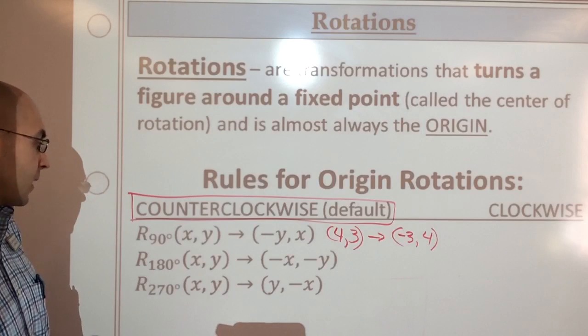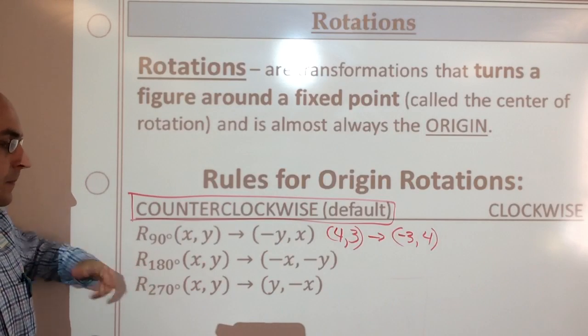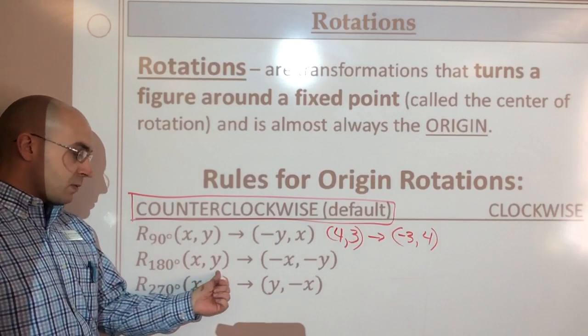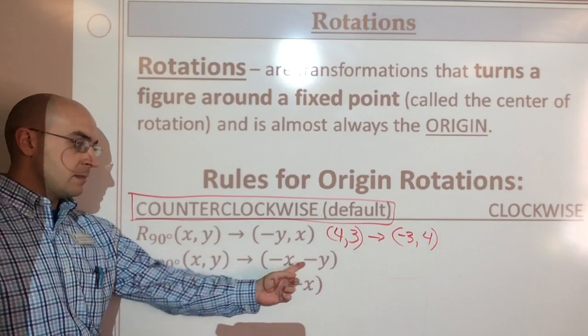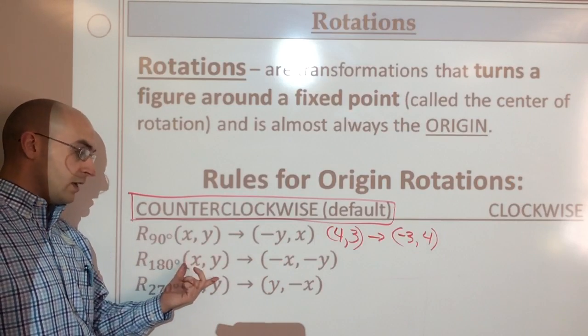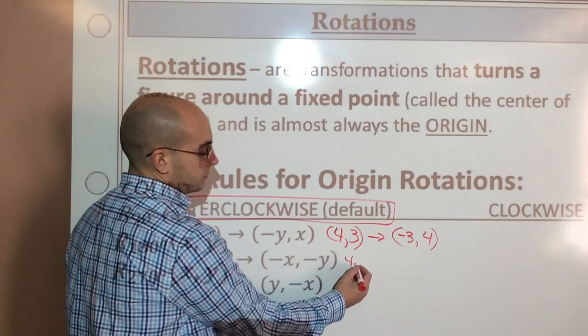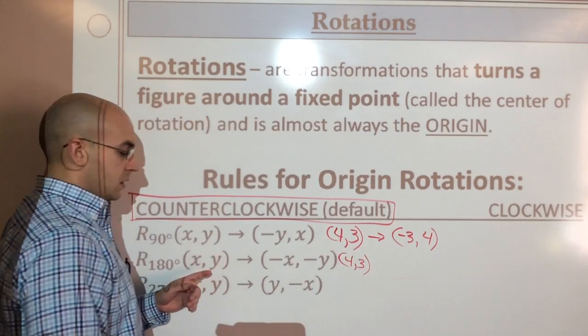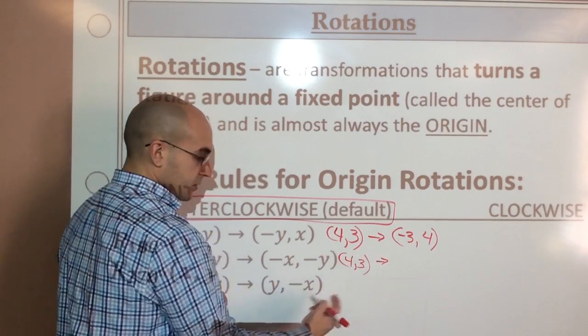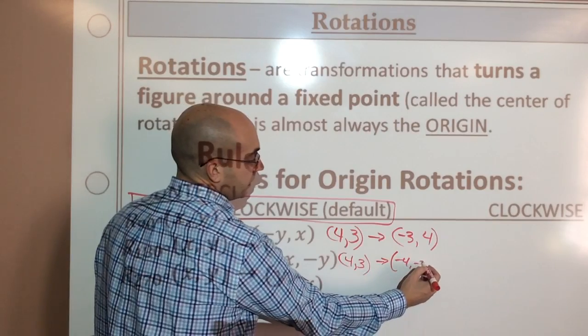Okay? Not bad. 180 degrees. This one's the easiest one. Whatever my xy coordinate pair is, I'm just putting a negative in front. Now, if it starts as negatives, I'm just going to switch the negatives out. So let's use our same ordered pair. 4 comma 3. Well, that's just going to turn into a negative 4 comma negative 3.